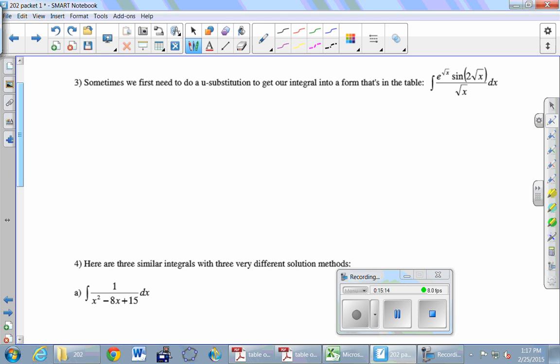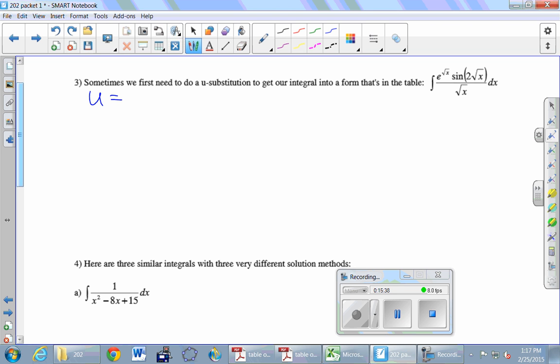Okay, number 3 says sometimes we need to do a U substitution to get our integral into a form that's in the table. So search as you might, you won't find anything that looks exactly like this mess right here. E to the square root of x sine of 2 square root of x over square root of x. It's just way too particular to appear in our table. So let's try doing a U substitution, and we'll cross our fingers.